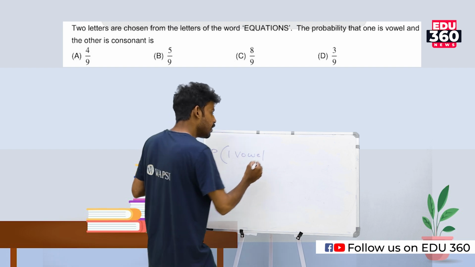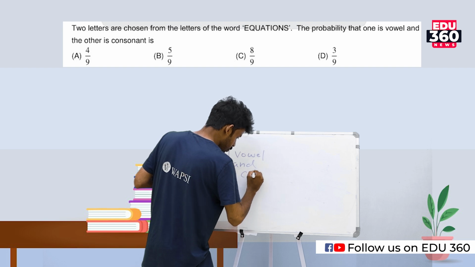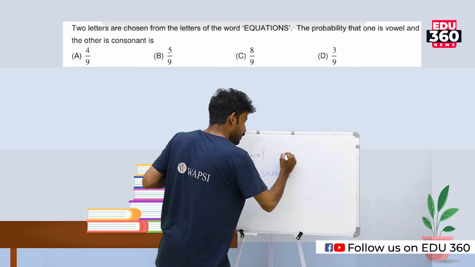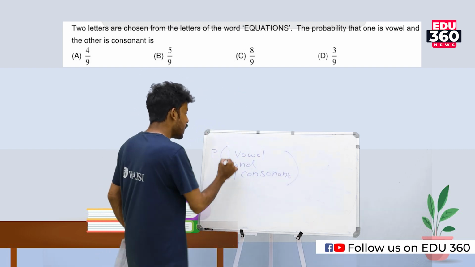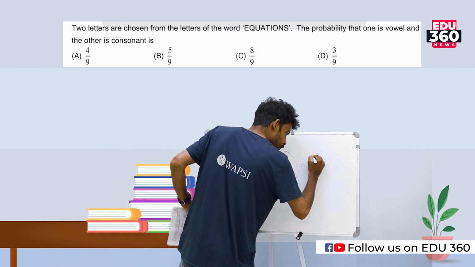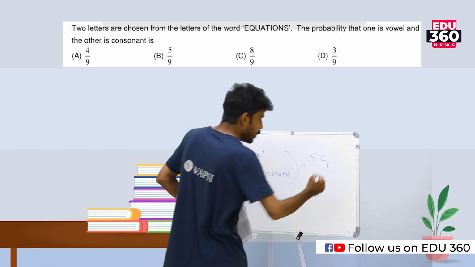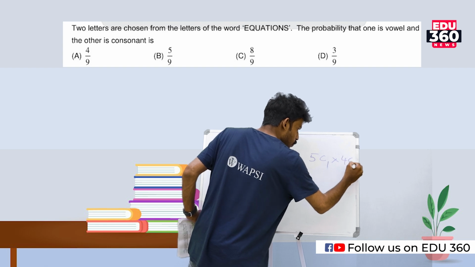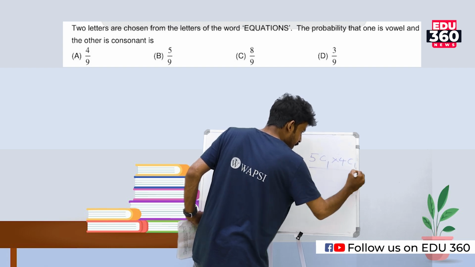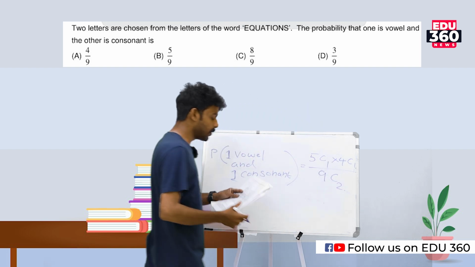One vowel and one consonant. The probability of one vowel and one consonant is equal to 5C1 into 4C1 divided by 9C2. Okay, so let me explain.